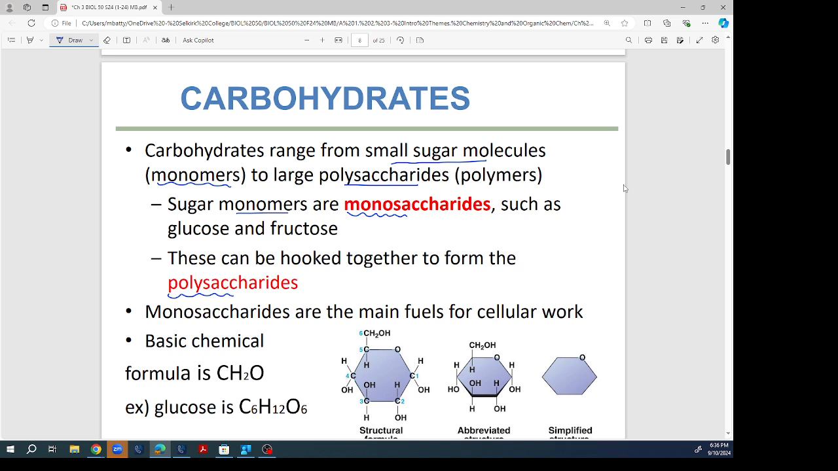Sometimes with these, coming up with examples is really useful for cementing your knowledge. Basically, what we're talking about with all these monosaccharides are the main fuels for cellular work. Glucose is a good example of a monomer, or a monosaccharide, when we talk about carbohydrates.